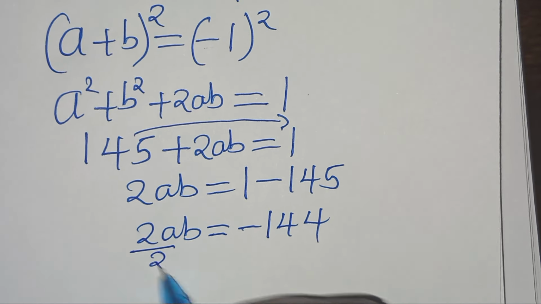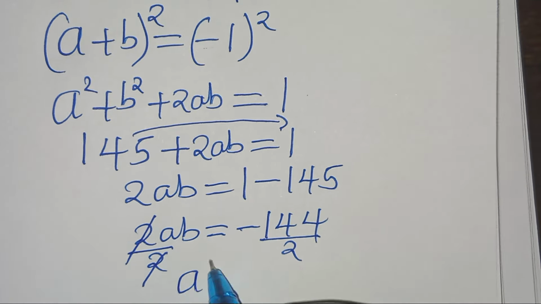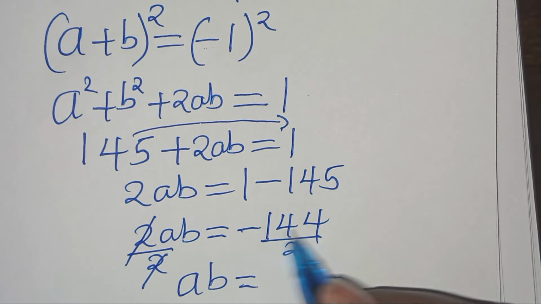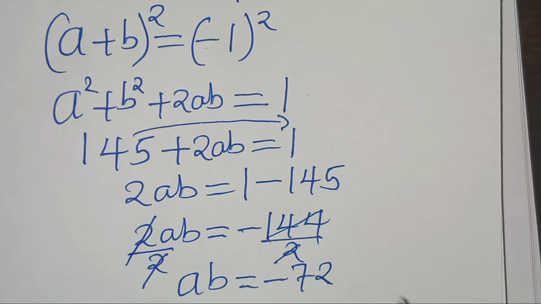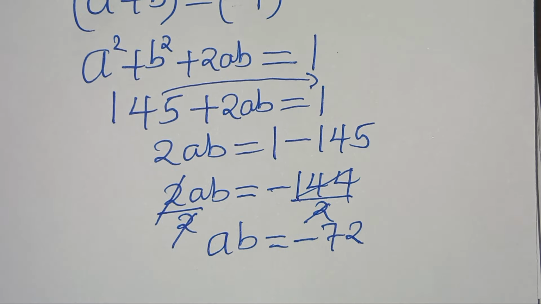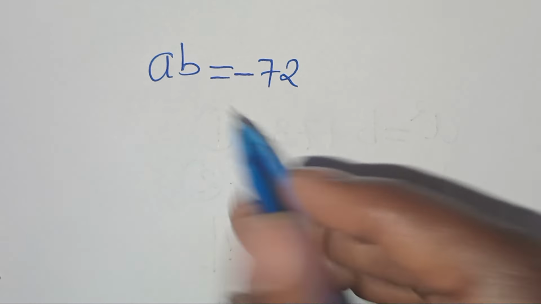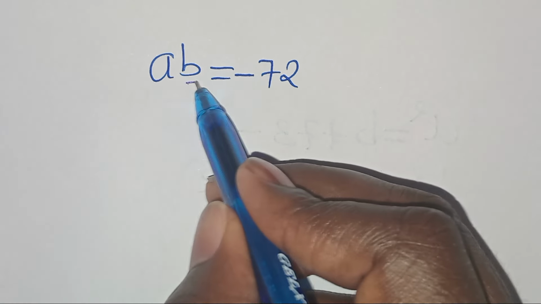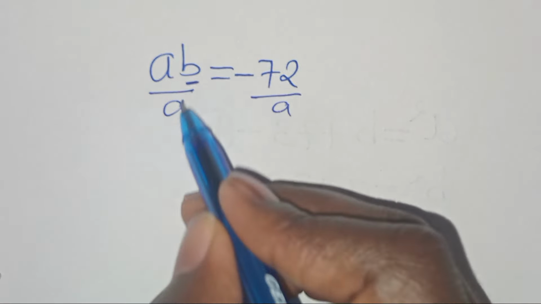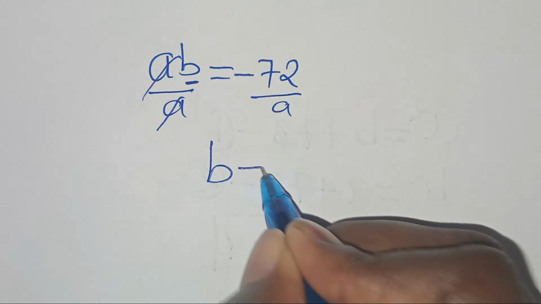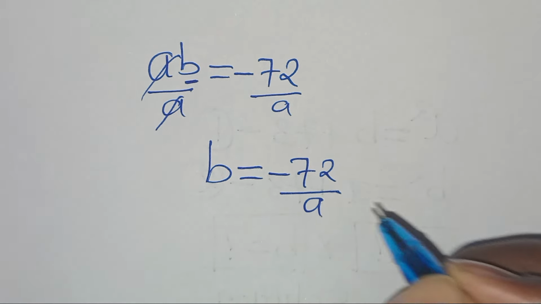So let's divide both sides by 2. This implies that ab is equal to minus 144 divided by 2, which is minus 72. Now we have that a times b is minus 72. So let's make b the subject of the formula. Let's divide both sides by a, so that b is equal to minus 72 over a.